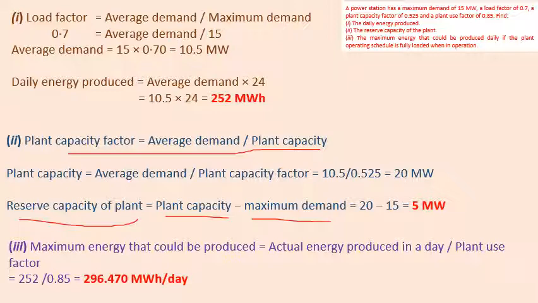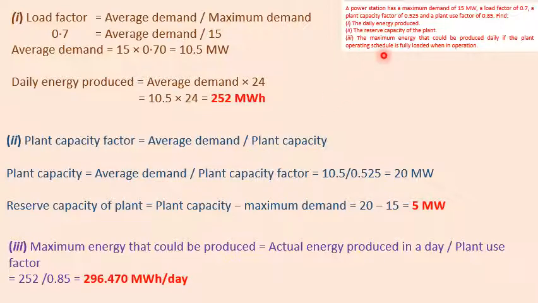So plant capacity is equal to average demand divided by plant capacity factor, that is equal to 10.5 divided by 0.525, that is equal to 20 megawatt. So our reserve capacity of the plant is equal to plant capacity, that is 20 megawatt, minus maximum demand. So our reserve capacity is equal to 20 minus 15, that is 5 megawatt. This is our second answer.